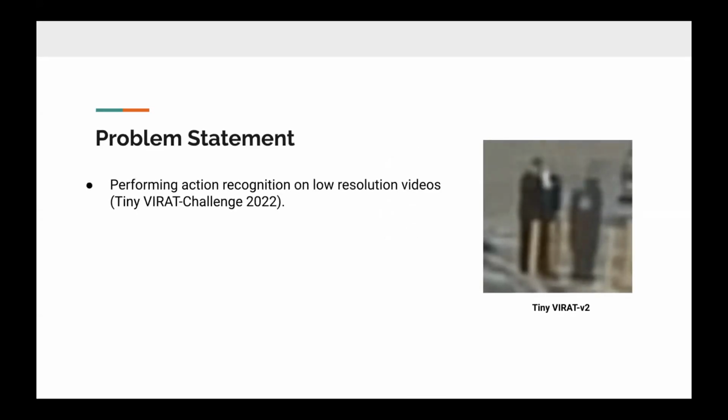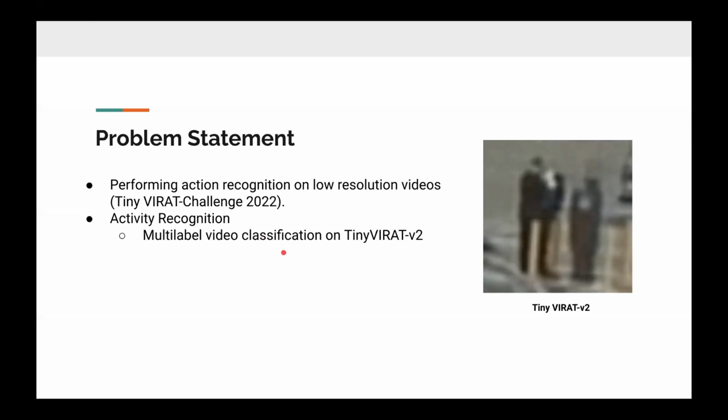So the problem statement is pretty straightforward. We have to perform action recognition or video classification on a low resolution video dataset, which is the Tiny Virat video dataset, which is part of the Tiny Action Challenge of CVPR 2022 this year. So the challenge has two tasks, detection and recognition, and we are focusing on activity recognition, which is basically a multi-label video classification task for the challenge dataset. So here is a sample from the Tiny Virat dataset, which is a low resolution video.